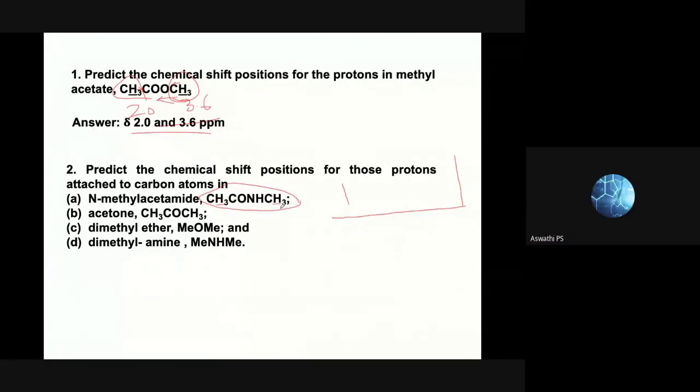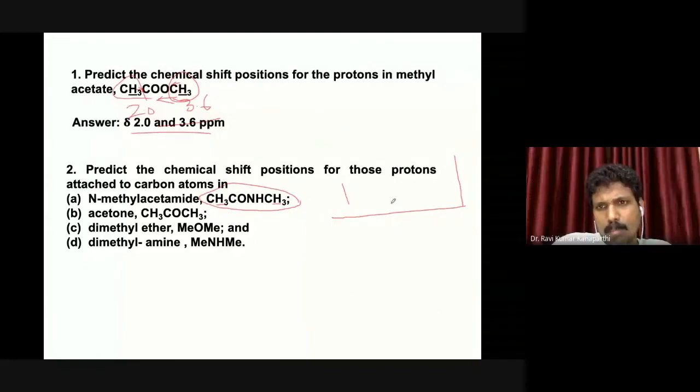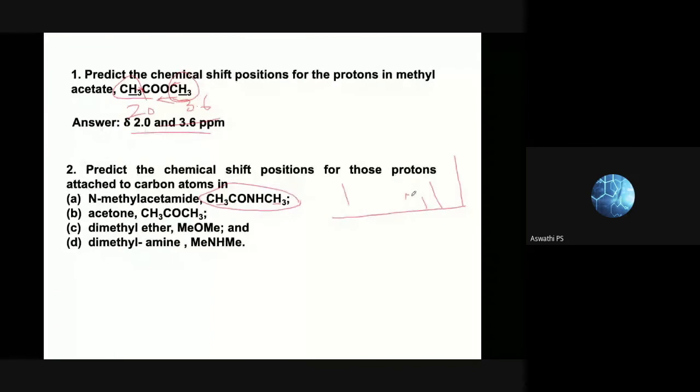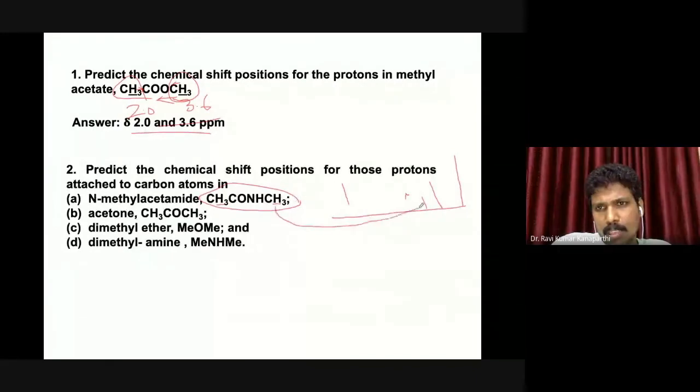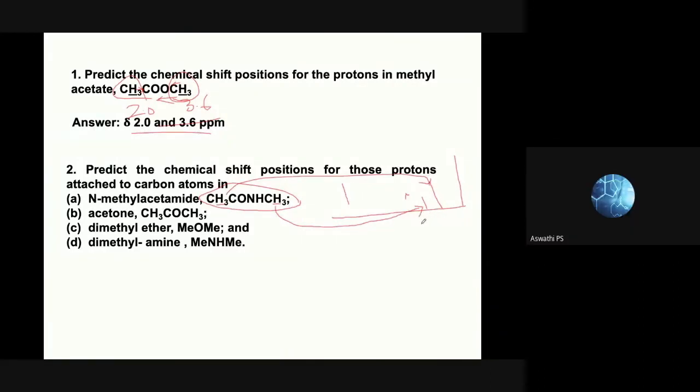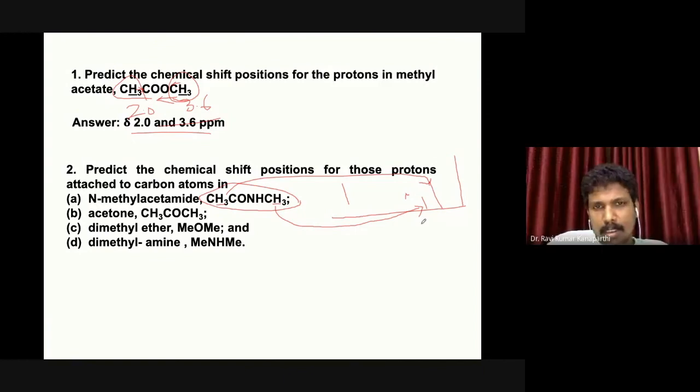The methyl group attached to the nitrogen will be less shielded, sir. That means this proton will be seen here, the other one will be here, right? Yes, sir. Can you tell me approximate positions? Did you read the chemical shift values in the table? No, sir. You did not read. Okay. So can you guess now?